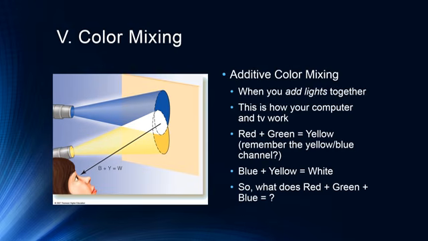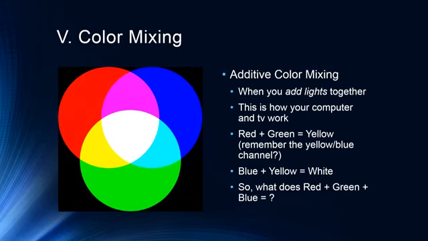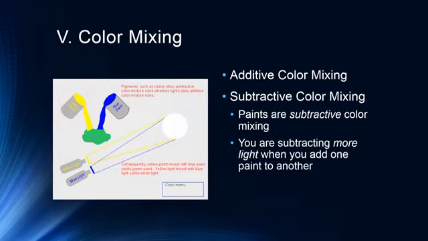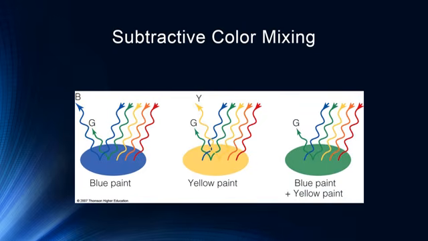So what happens if we have red, green, and blue? Well, we end up again with white light. Looks something like this. Subtractive color mixing occurs when we mix paints. Paints are subtractive because we're subtracting more light when we add one paint to another. So this is what that looks like.